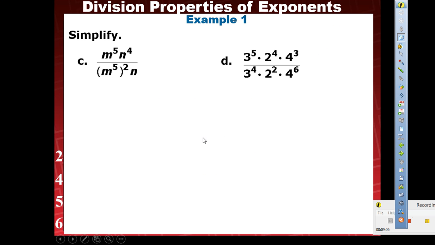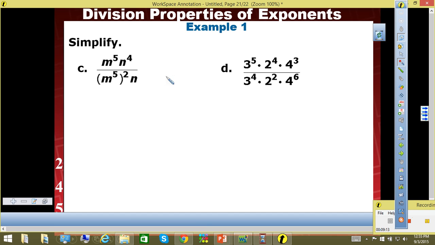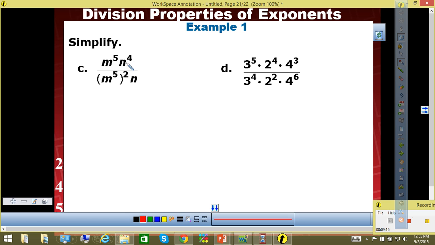Example 1C and 1D. We're going to do C together. Copy that, please. It says m to the 5th, n to the 4th over m to the 5th raised to the 2nd power and n. And then we got d, which is 3 to the 5th times 2 to the 4th times 4 to the 3rd over 3 to the 4th times 2 to the 2nd times 4 to the 6th. So let's do C together.